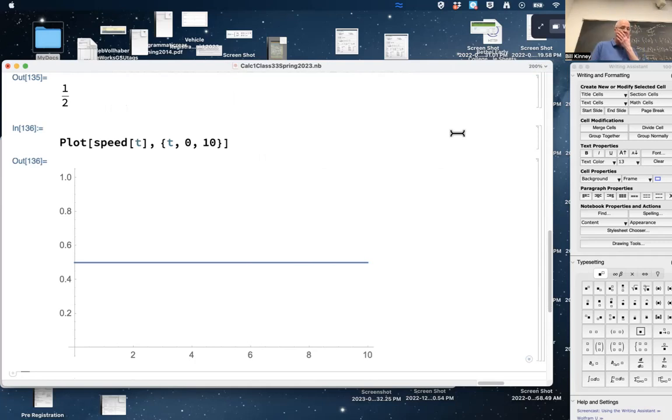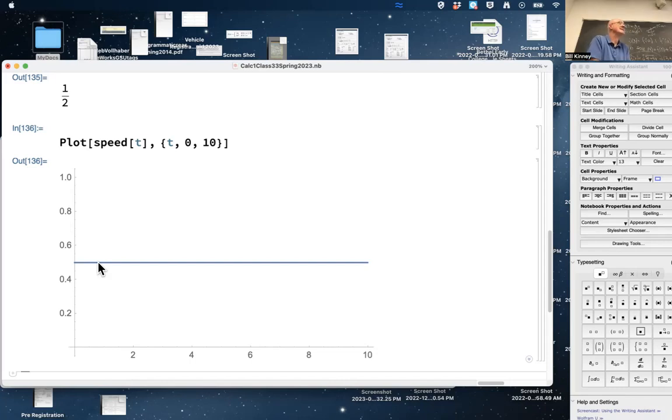And guess what? The area under that line is the distance traveled. It's a rectangle. Base is 10, height is 1/2. Base times height, 10 times 1/2 is 5. Yeah, the bug went 5 units of distance. This is hinting at integration. You integrate the speed, you find the area under the speed graph, it's the total distance traveled. Well, it's very easy here because the area is a rectangle.